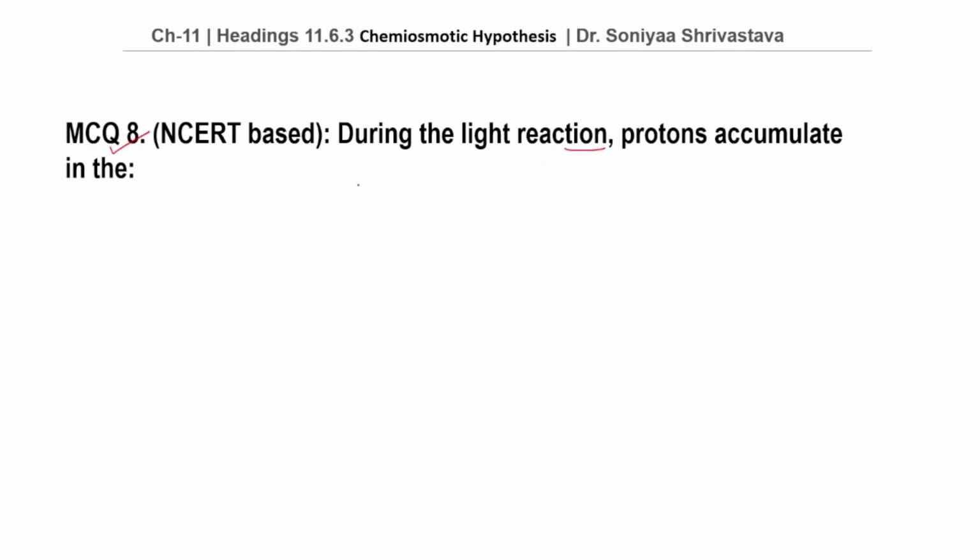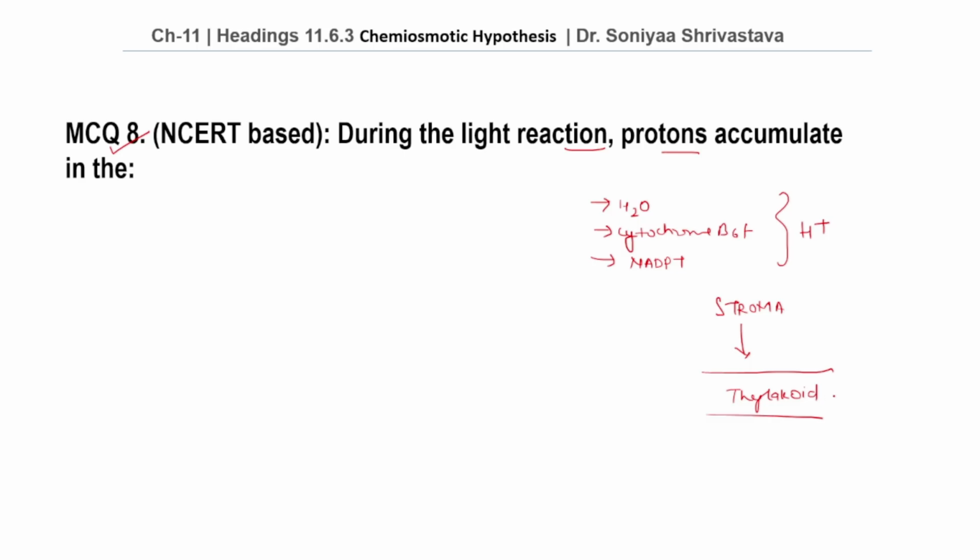During the light reaction, protons accumulate in the... Student, we have already seen in the previous MCQs that during the light reaction, the protons come from the splitting of water, pumping from cytochrome, and through reduction of NADP plus, and accumulate in the thylakoid membrane, but not on the outer surface, but in the lumen, that is the inner surface of the thylakoid membrane. Now see our options.